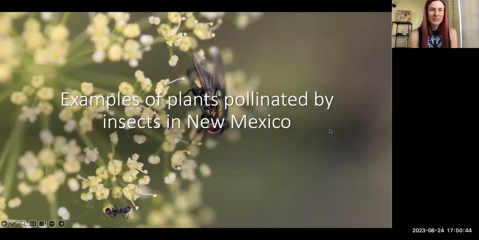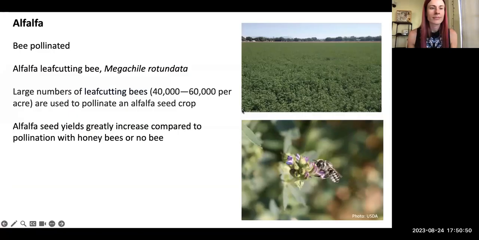So next, I'll get into some examples of plants pollinated by insects in New Mexico. So alfalfa is bee pollinated. There are a variety of native bees that pollinate alfalfa, but one that a lot of research has been done on, that shows that they're very effective pollinators for alfalfa, is the alfalfa leafcutting bee.